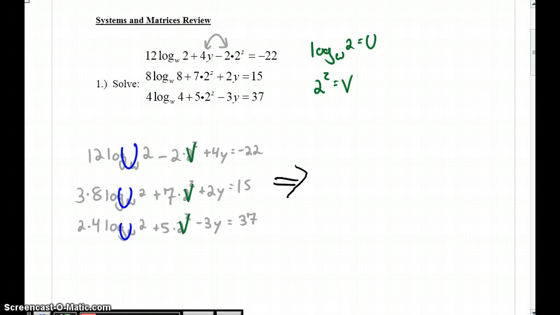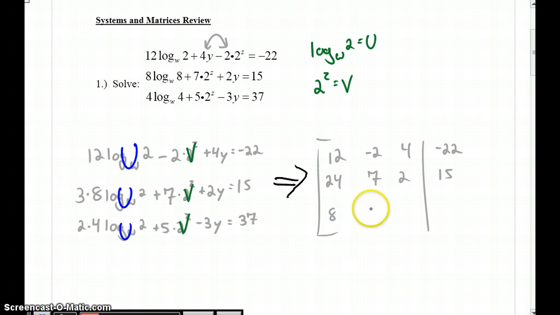What I can do here is set up my matrix. It'll be a 3 by 4. I've got the numbers 12, negative 2, 4, negative 22. That's what it equals. I've got 3 times 8 is 24, 7, 2, and 15. And I've got 2 times 4 is 8, 5, negative 3, and 37.